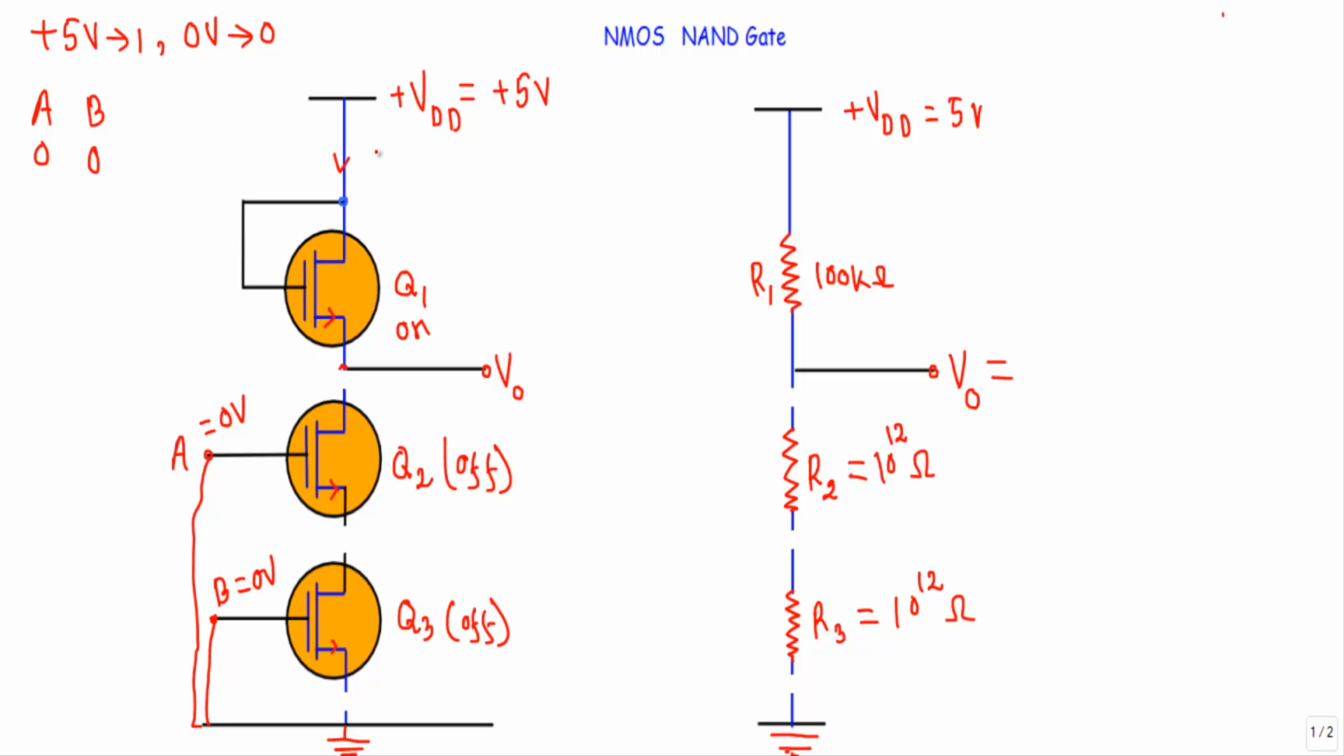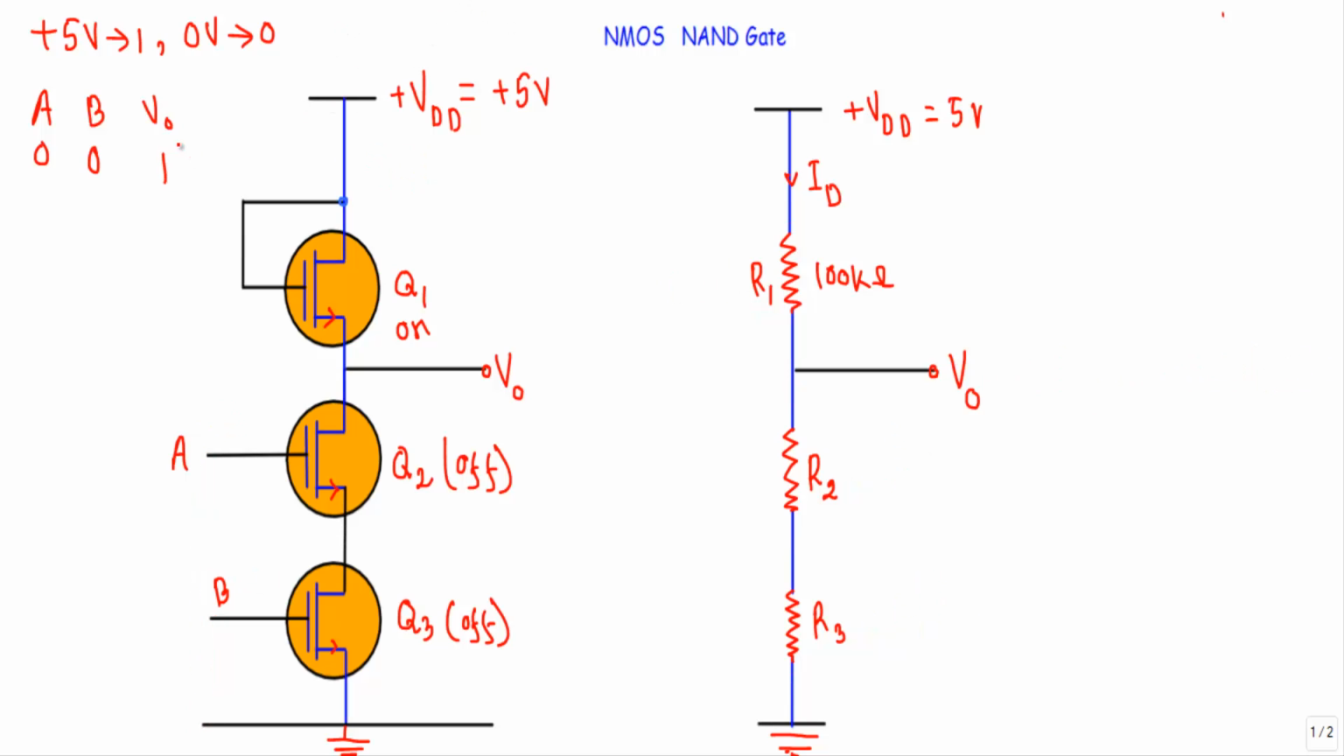Therefore, the drain current ID that should be flowing through this path will be equal to 0, because there is no close path from this source to this ground terminal. Therefore, ID will be equal to 0. As ID will be equal to 0, the voltage drop ID R1 will also be equal to 0. That means our output voltage VO will be equal to plus VDD or equal to plus 5 volt, which will indicate logic 1. So for inputs A and B at 0, I will get output logic 1.